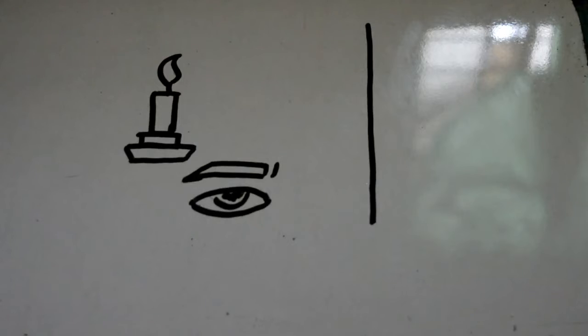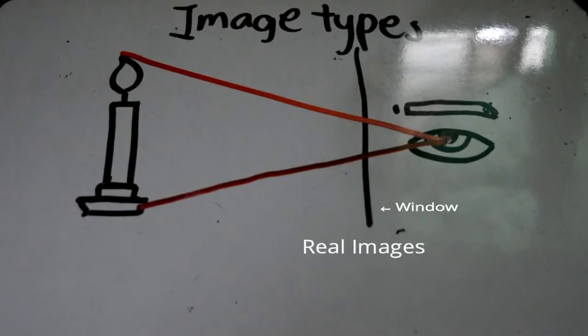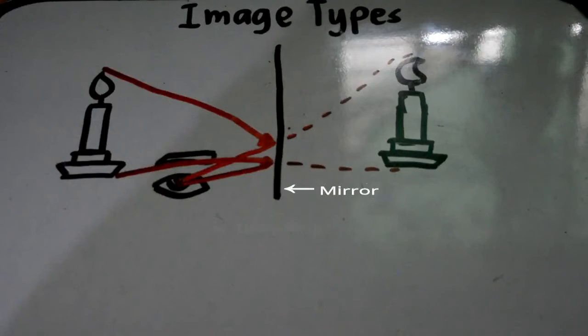How do we see images in mirrors? We perceive all light rays as if they come straight from an object. The imaginary light rays that we think we see are called sightlines. Real images are formed by light rays. Virtual images are formed by sightlines.